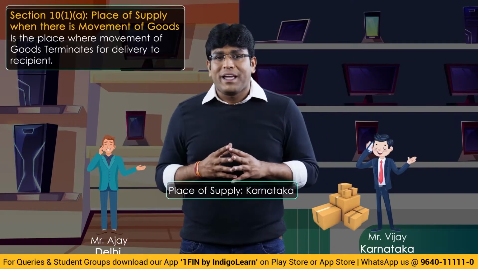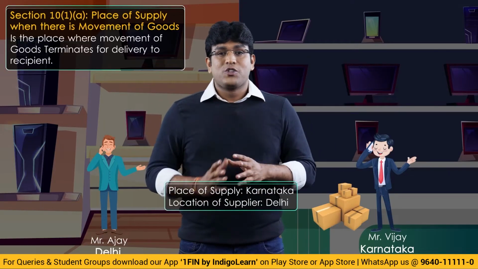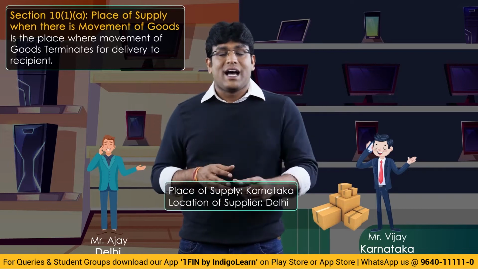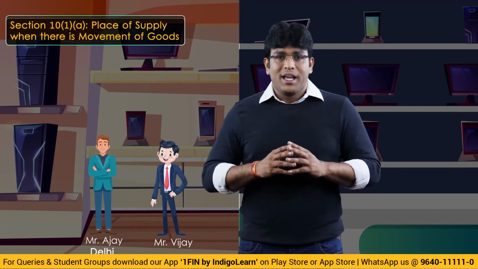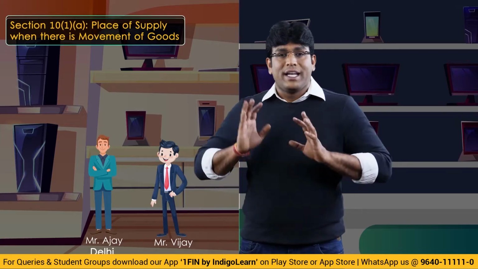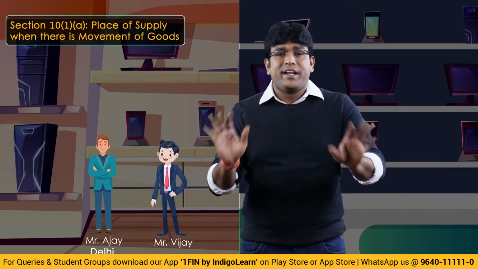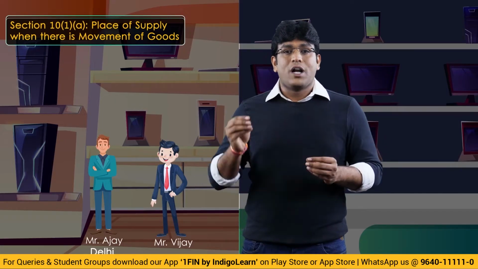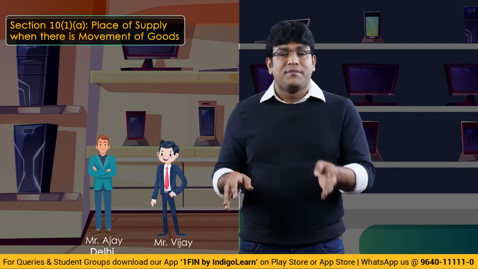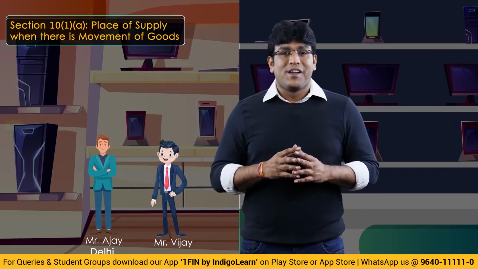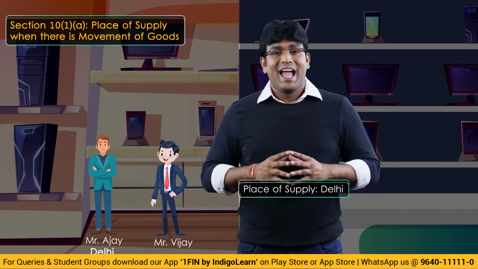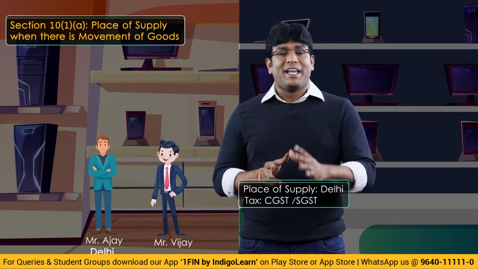And where is the location of supplier? Location of supplier is in Delhi. So what will Ajay charge? Ajay will definitely charge IGST. Now let's say for example, other situation. Vijay of Karnataka, he only went to Delhi and he purchased goods in Delhi and took delivery in Delhi itself. And the contract between Ajay and Vijay terminated in Delhi itself. When I say that contract between Ajay and Vijay terminated in Delhi itself, that means that movement of goods terminated in Delhi itself. In that case, my dear friends, place of supply will become Delhi. And what Ajay will charge is CGST and SGST.